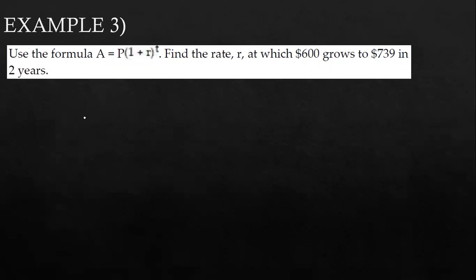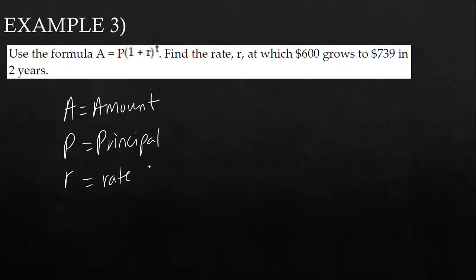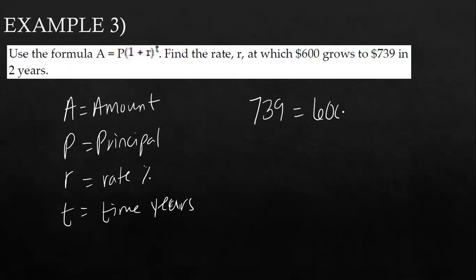We're going to define what each variable means. A is what has occurred, the amount you've made, your new amount. P is your principal amount, your principal balance. What did you start with? R is your rate, and it's usually a percentage. And T is your time in years. I'm going to take those values and substitute them in and solve for the unknown, which in this case is the rate. We earned 739. Our principal amount was 600. Our rate is what we're finding. And this grew over 2 years.